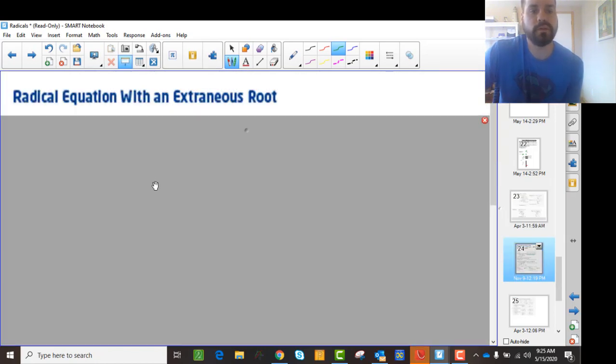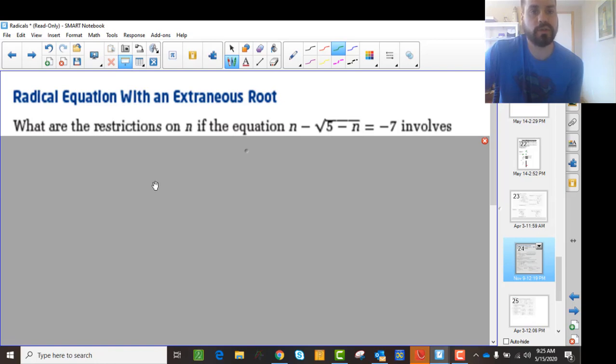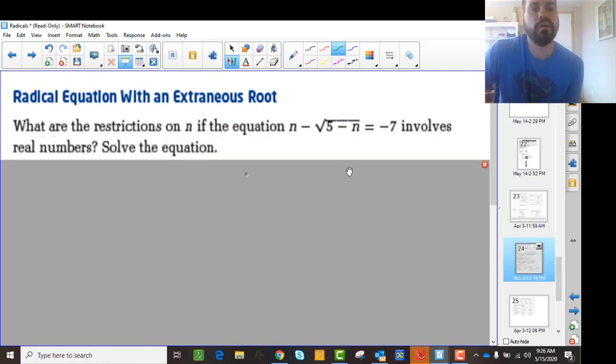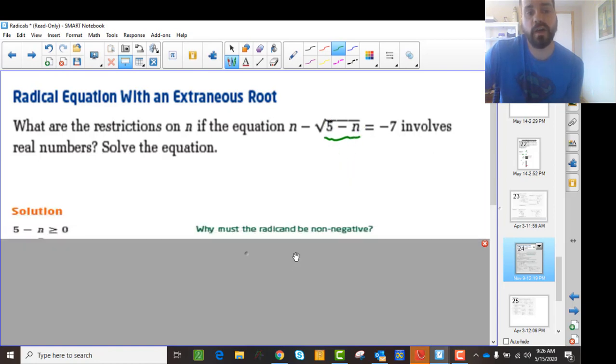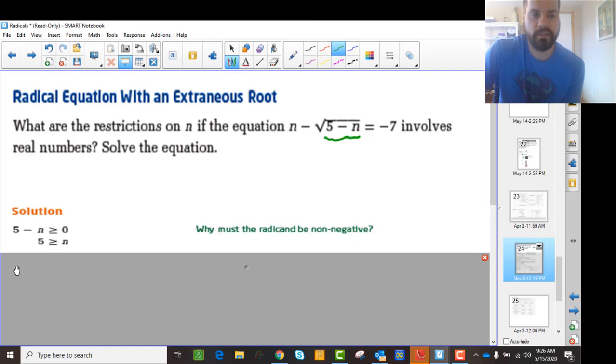Okay, so here's another example. What are the restrictions of n, if the equation n minus the square root of 5 minus n is equal to minus 7 involves real numbers? So the restrictions are going to come from here. You remember in a previous video we talked about that you can't take the square root of a negative. So that means 5 minus n has to be greater than or equal to 0, because if it's not, then we're going to take the square root of a negative number.